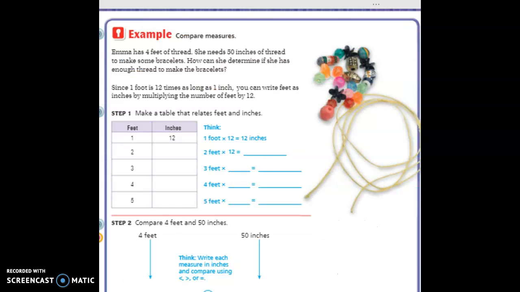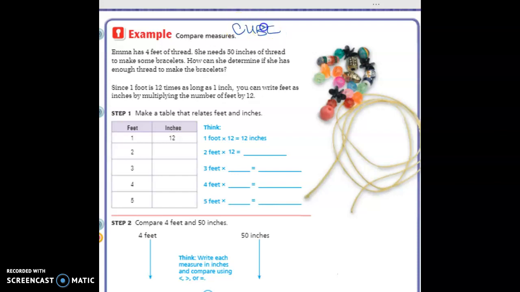Emma has 4 feet of thread. She needs 50 inches of thread to make some bracelets. How can she determine if she has enough thread to make the bracelets? Alright, so we're going to use our cubes method.